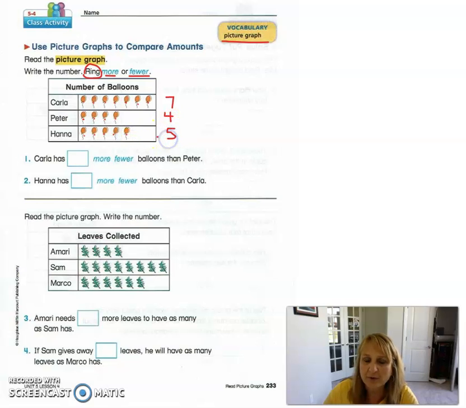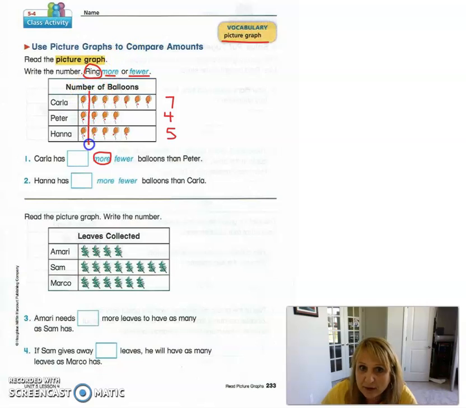Now we're ready to answer our questions. Carla has blank, more or fewer balloons than Peter. Well, first of all, let's look at Carla. She has 7 and Peter has 4. So does Carla have more or fewer? You are correct. Carla has more balloons than Peter, but we want to know how many more Carla has. And to do that, I like to draw lines, comparison lines like this.